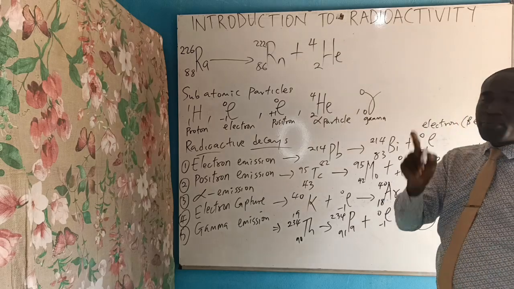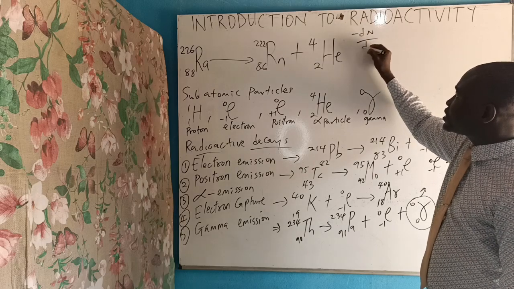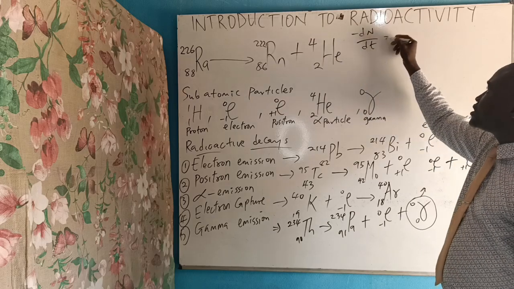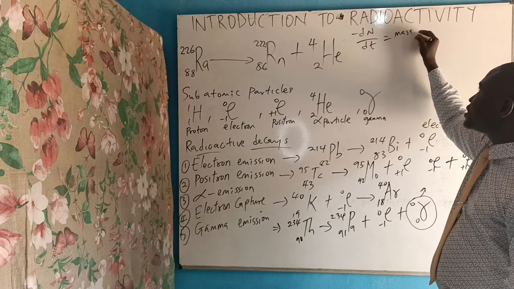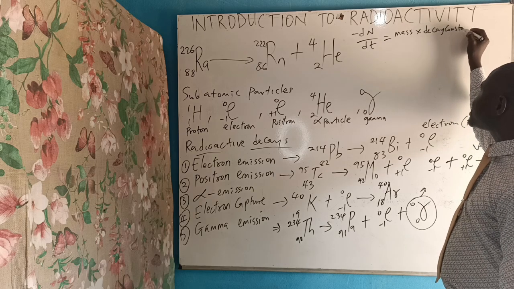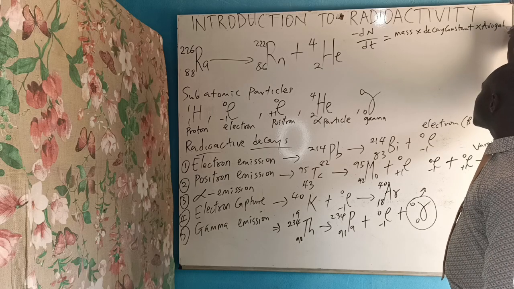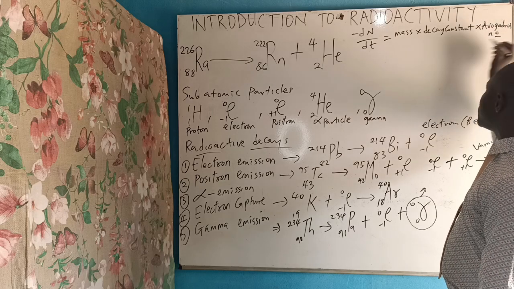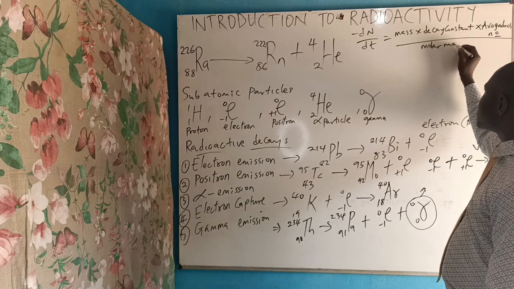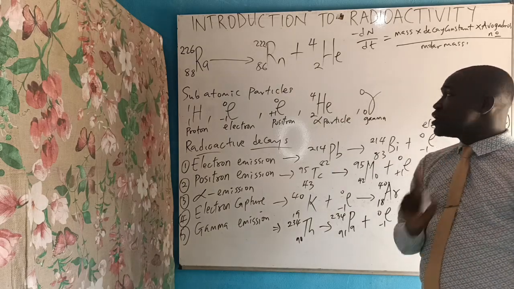of disintegration per second, the number of disintegration per second of a radioactive element is written this way. The formula is mass times decay constant times Avogadro's number all over molar mass.